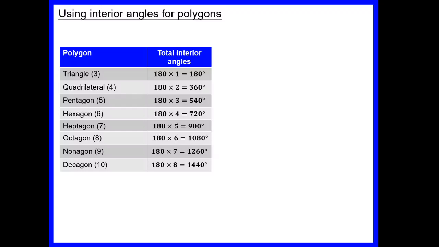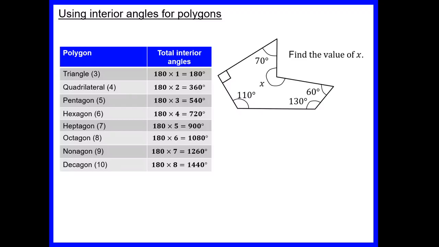Okay, so now how are we going to use these to help us with our questions? So here we've got an irregular polygon. We're asked to find the value of x here, and we've been told all of the other angles inside our shape. We know all the other interior angles, we just need to find x. To be able to find x, we need to know the total interior angles inside our polygon and then subtract the total of all the angles we know.